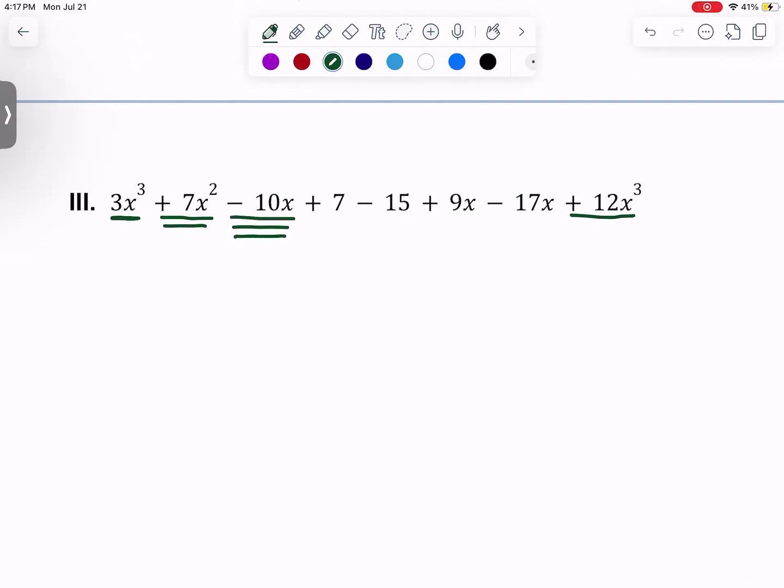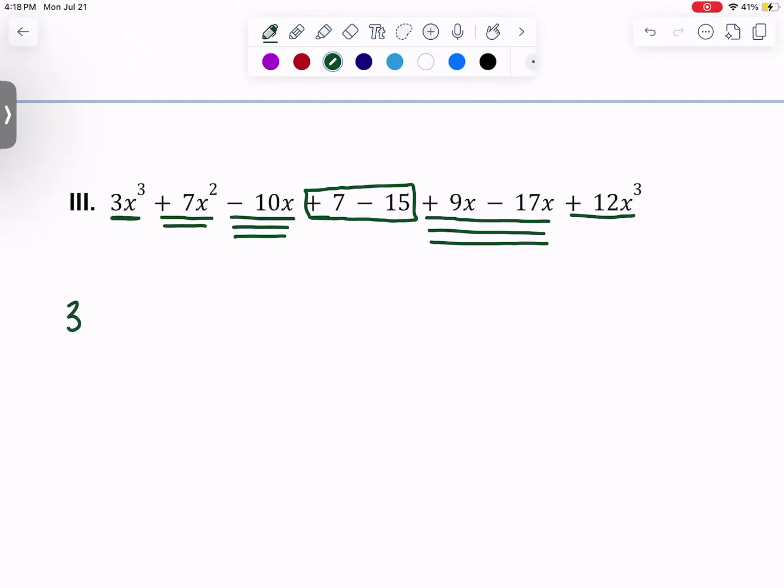Negative 10x. Underline it 3 times. That's our next term. And it has 2 like terms: positive 9x and negative 17x. Underline them 3 times. Lastly, 7 and negative 15 are constants. Let's box them so we don't have too many lines getting confusing.